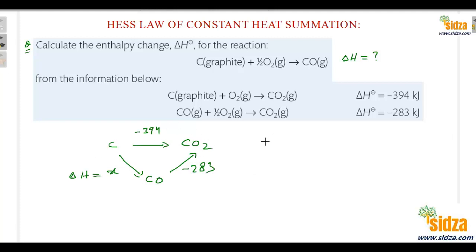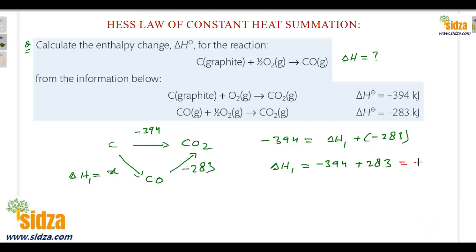So according to Hess's law, -394 will be equal to delta H1 plus -283. Which means delta H1 will be equal to -394 plus 283, which is equal to -111 kilojoules. This is the heat change which occurs when carbon is converted into carbon monoxide. 111 kilojoules of heat is lost.